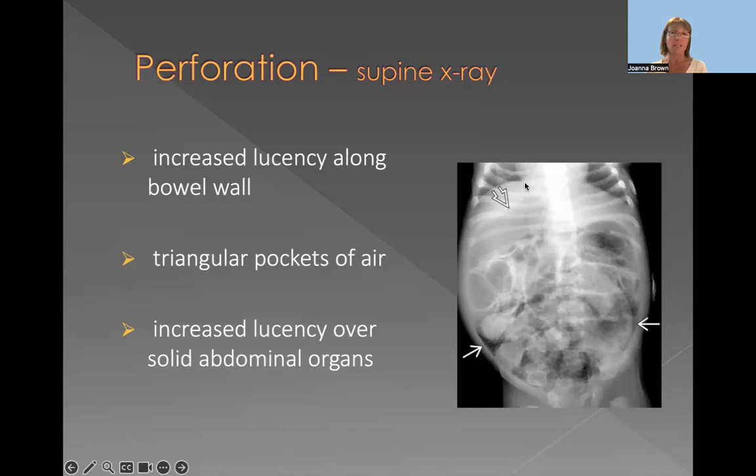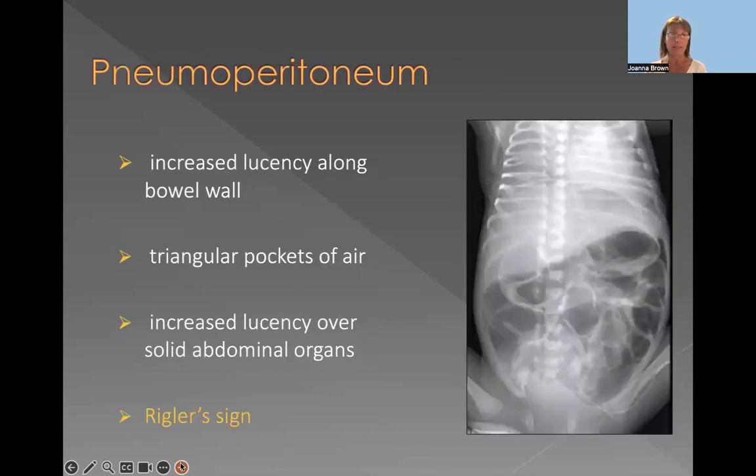Look at the difference in the lucency above the liver and above the spleen here. The spleen is very white, between white and gray, as we know that is the normal density of the solid abdominal organs. But here is an asymmetry in densities, and it will be free air over the liver.